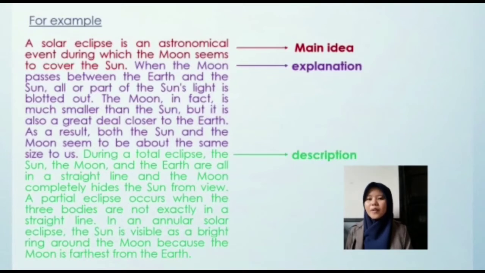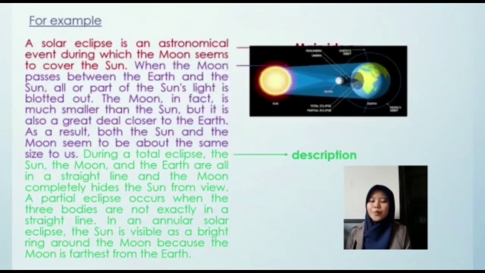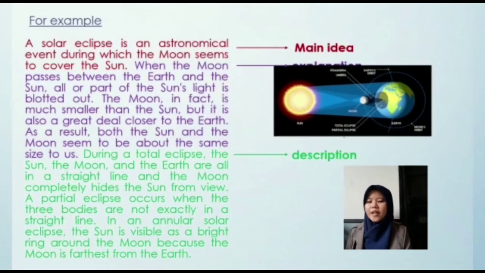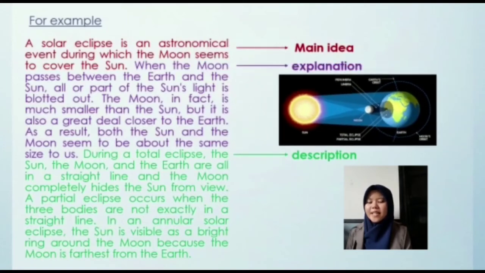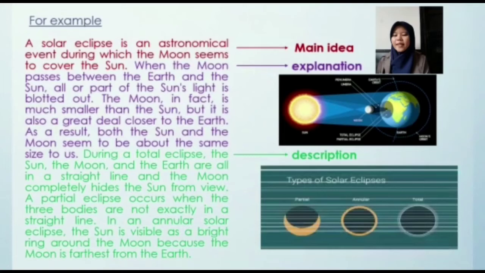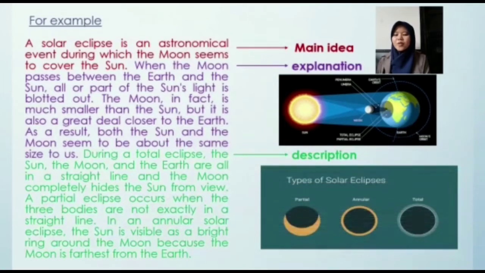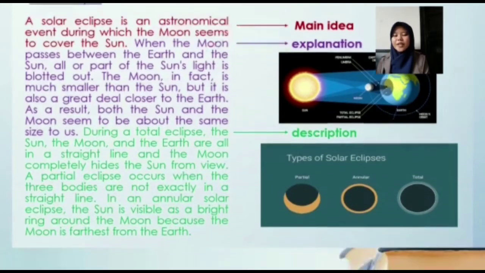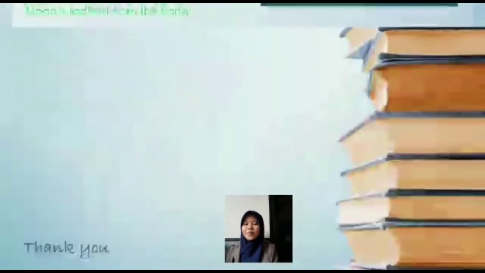The color purple is explanations. During a total eclipse, the sun, the moon, and the earth are all in a straight line, and the moon completely hides the sun from view. A partial eclipse occurs when the three bodies are not exactly in a straight line. In an annular solar eclipse, the sun is visible as a bright ring around the moon because the moon is farthest from the earth. This one, the color green, is explained about descriptions.